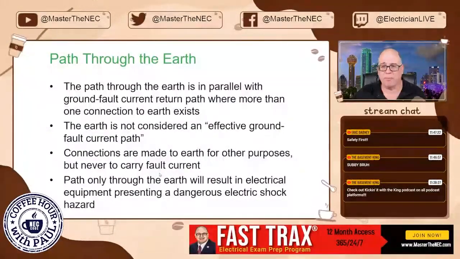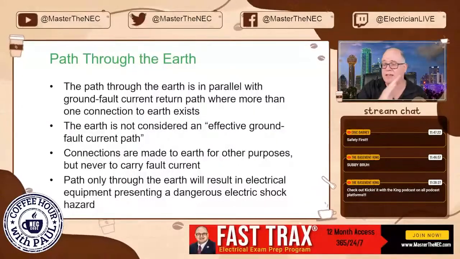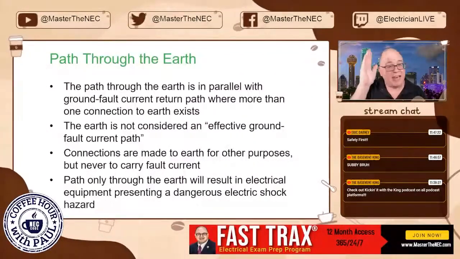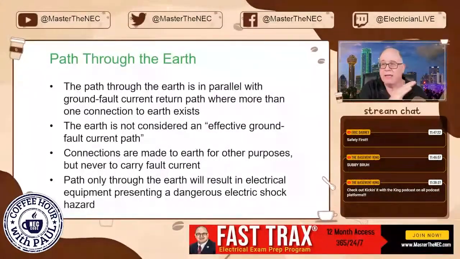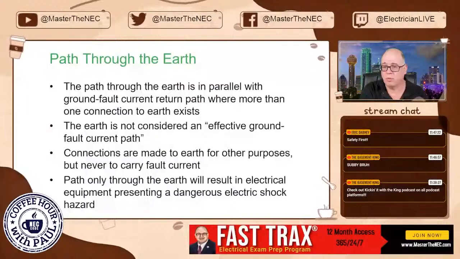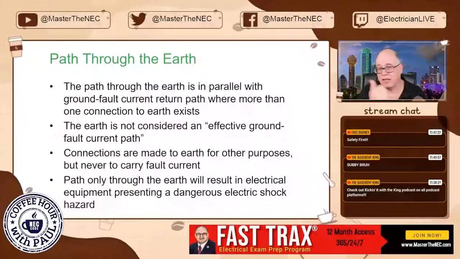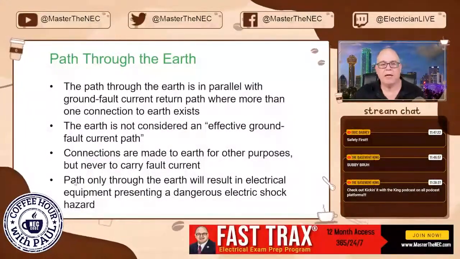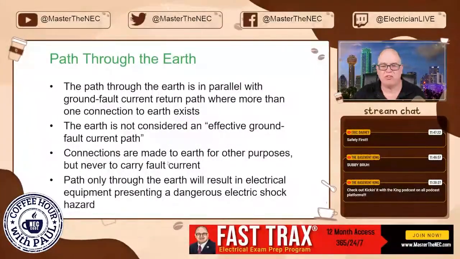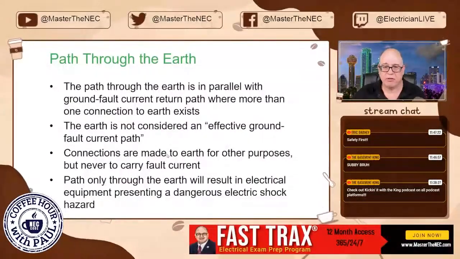Connections are made to earth for purposes again, for transients, when you have high voltage lines on low voltage power lines, in case there's something like a car hits a pole. Lightning, get it to where it's intended to go to earth. All of that, voltage stabilization, none of that has anything to do with what? None of that has anything to do with clearing an overcurrent device. None of it. Okay? A path only through the earth will result in electrical equipment presenting a dangerous shock hazard. Absolutely. Never ever think that you can pass through the earth.